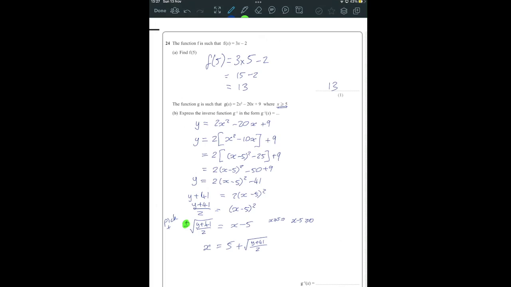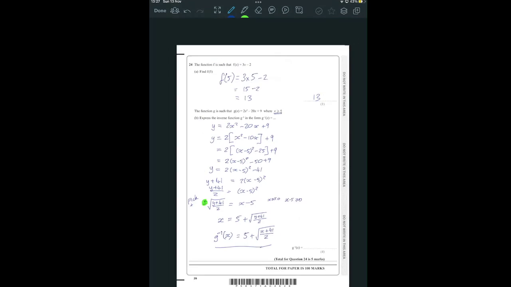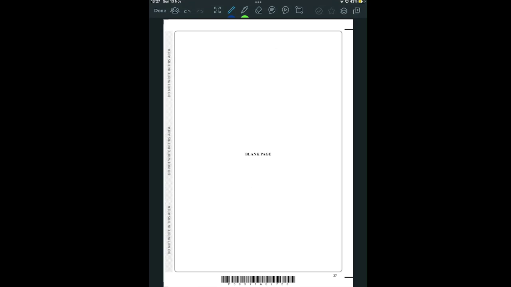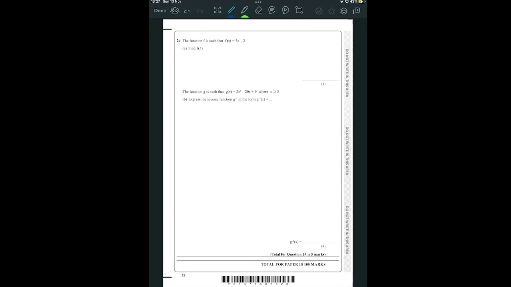And the final step is to rewrite it in the function notation, which involves swapping x to be g inverse and swapping y to be x. And that is the inverse function of that equation. And that is the end of the paper.